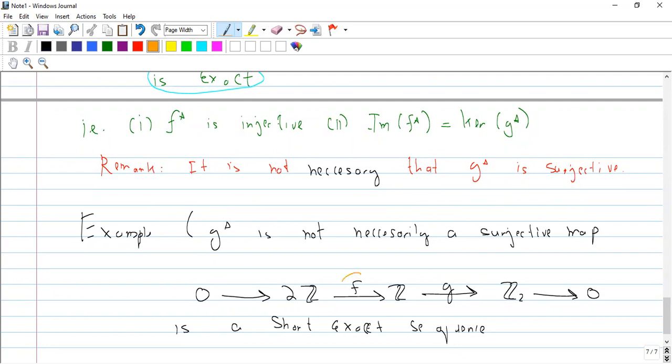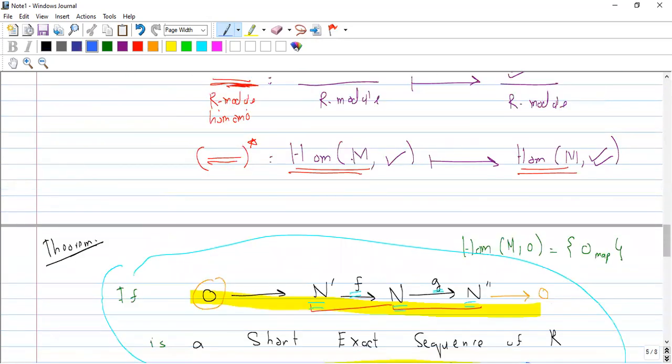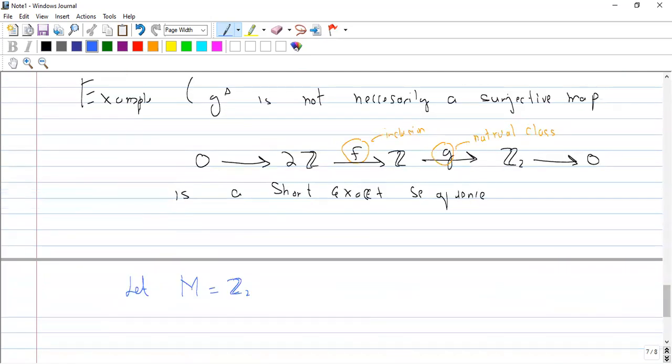So here F is an inclusion map, and this is a natural map from Z to Z2, which takes every integer to its modulo 2 class. Okay, so let M be equal to Z2, because हमें short exact sequence लेना पड़ती है. Theorem क्या कहता है कि short exact sequence लेंगे, and then we will take a fixed module M and apply Hom at each level. So let M be equal to Z2.